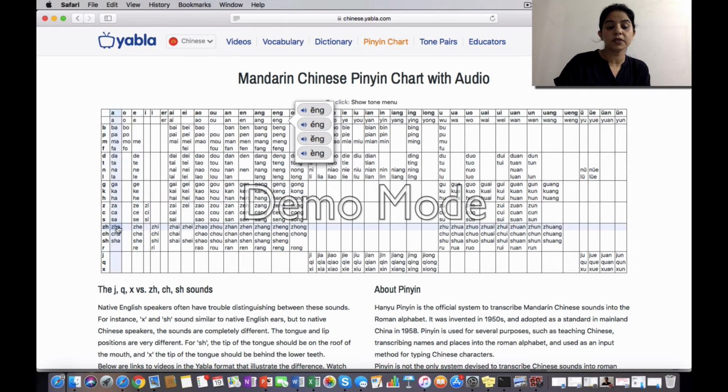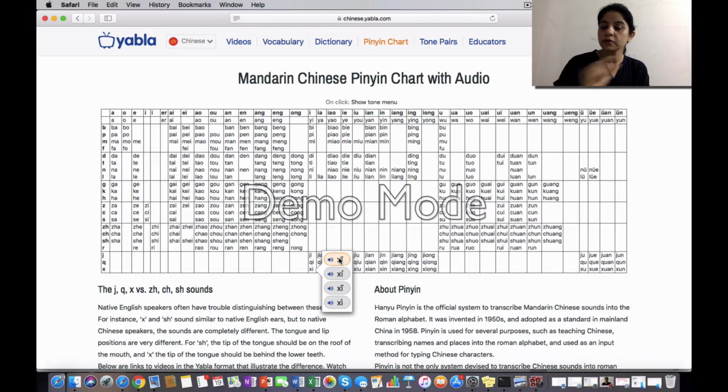Let's say if you want to know how zh is pronounced, you can just go here and click. Cha. You can also differentiate cha between different tones. Cha, cha. Okay. Next, as I told you, sh and x have a very similar pronunciation. Again, you can just go and click and try to understand. Sh, she. So there is a difference between sh and x.